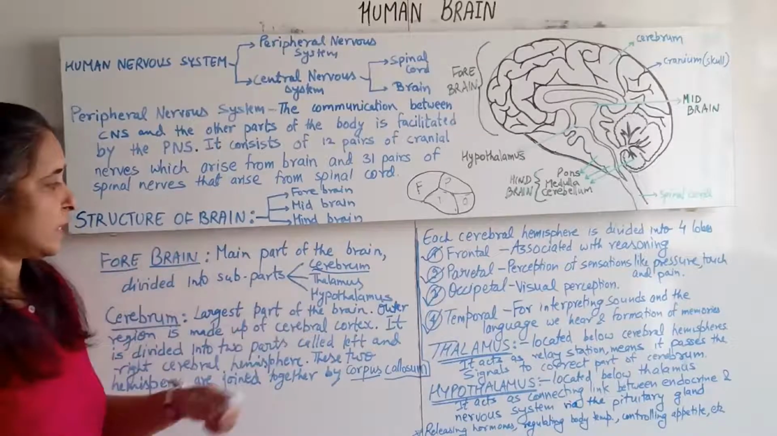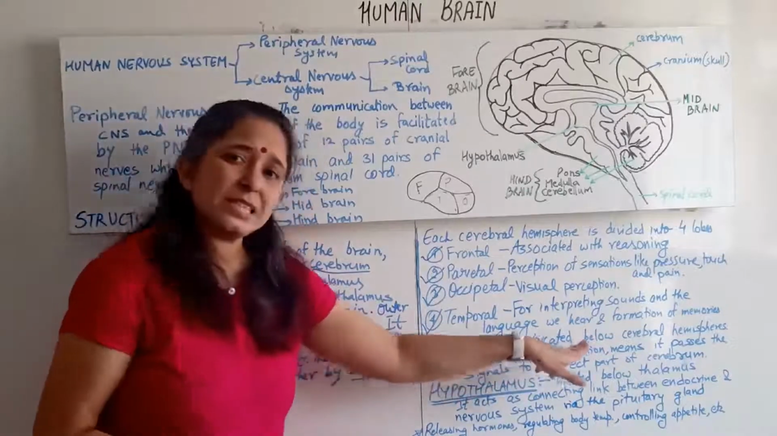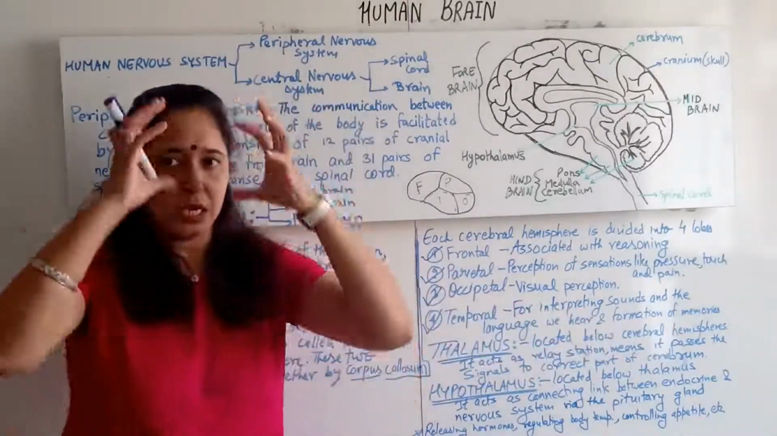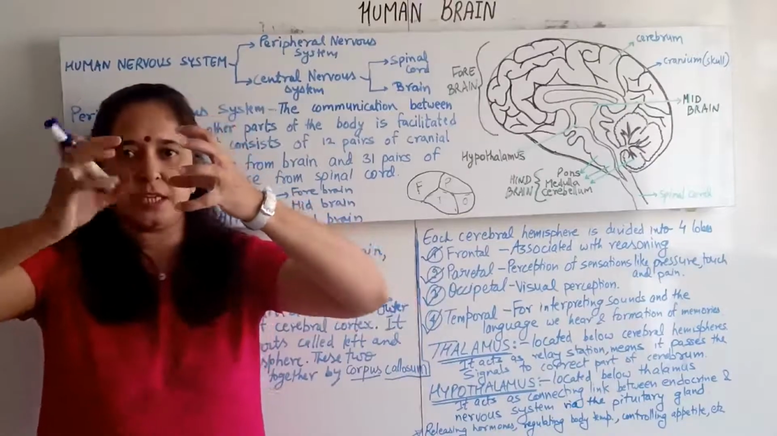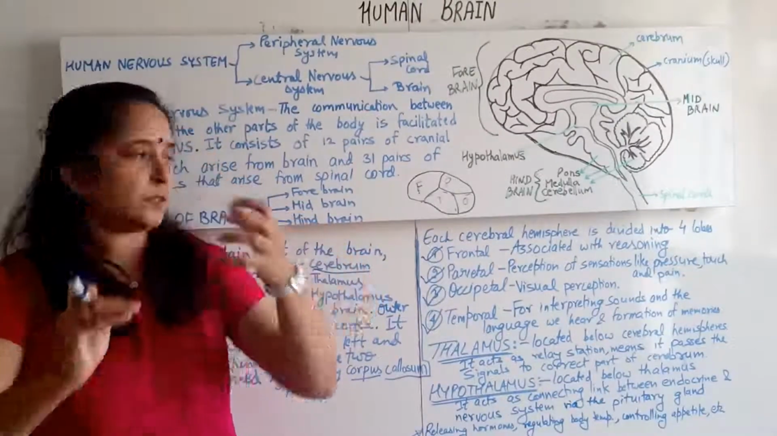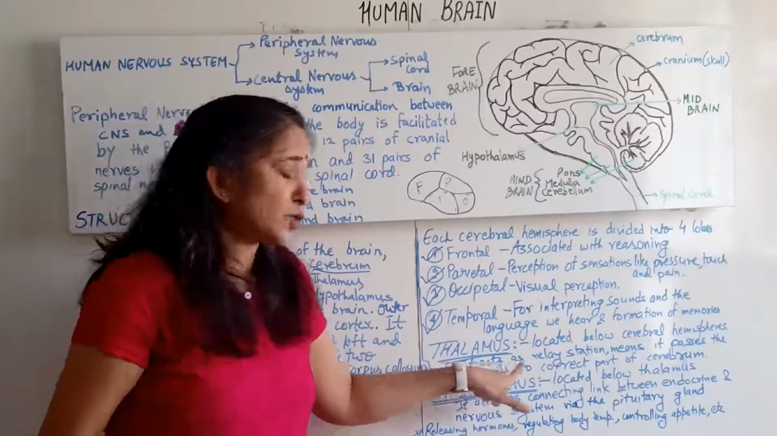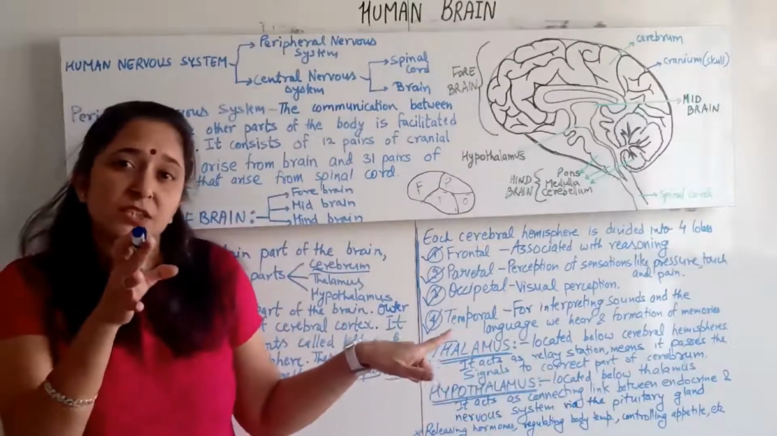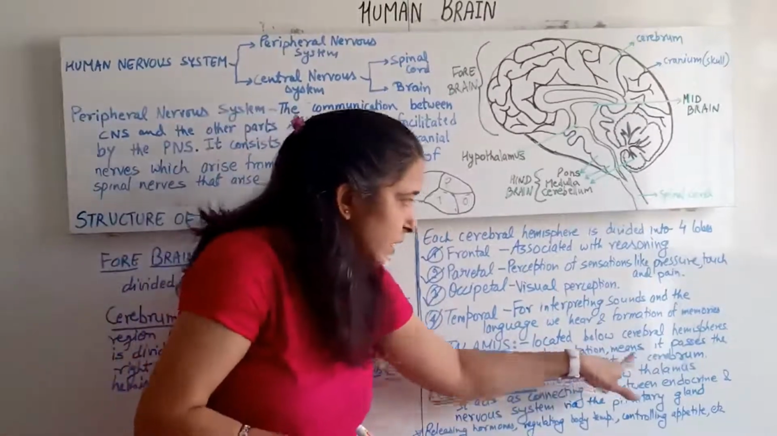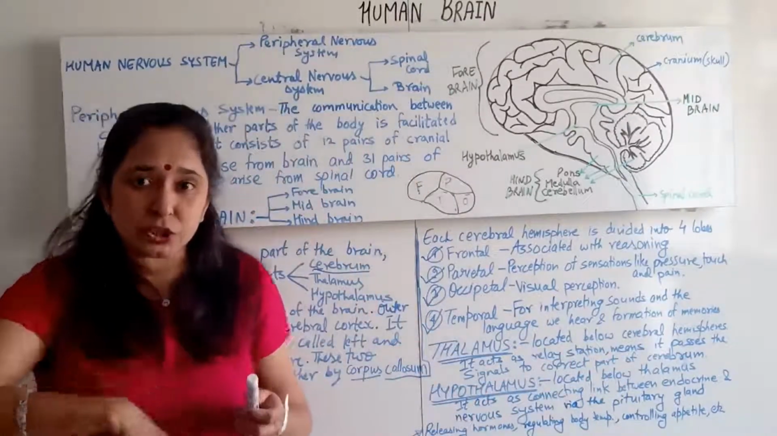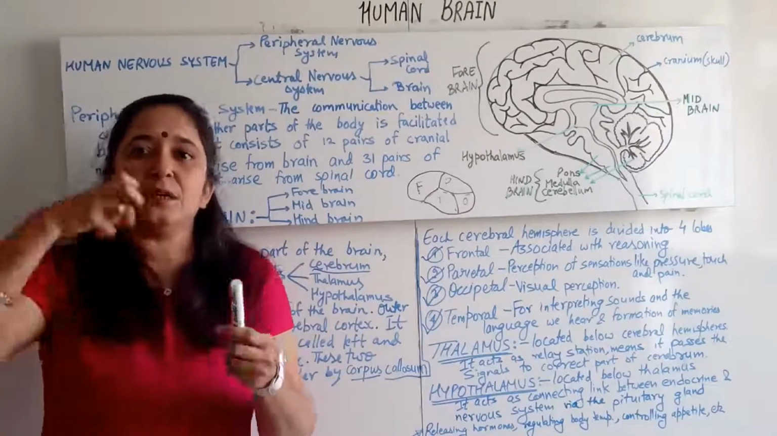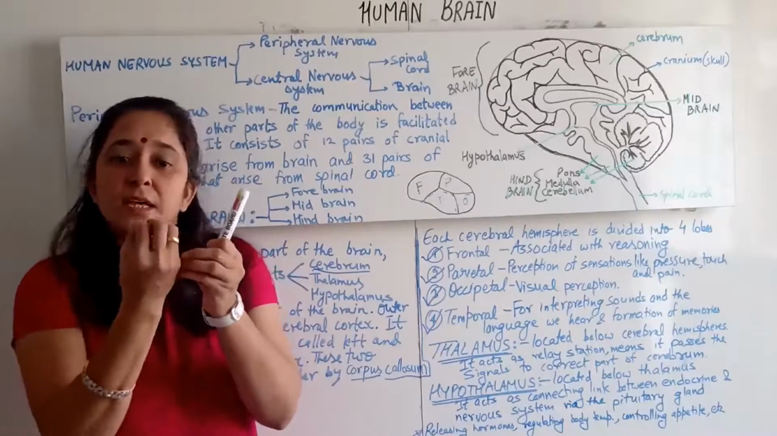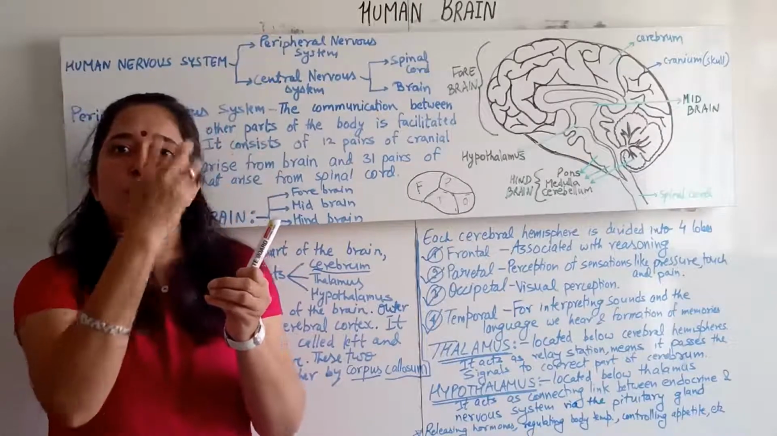Now come to the next one, the thalamus. Here, this is located just below the cerebrum, the cerebral hemispheres. These 2 cerebral hemispheres are there, and below that is the thalamus. Now what is the function of the thalamus? It acts as a relay station. Relay station means whatever signals or sensations the neurons bring as messages, the thalamus will take it and then send it to the correct lobe of the cerebrum.